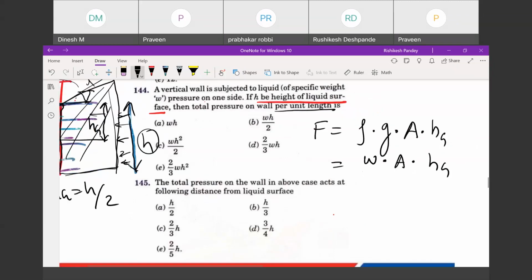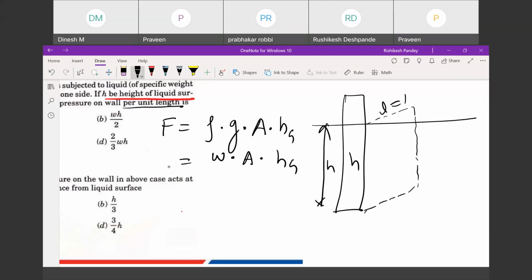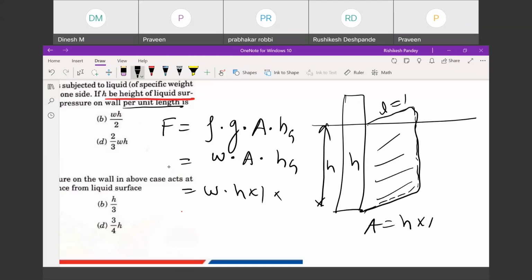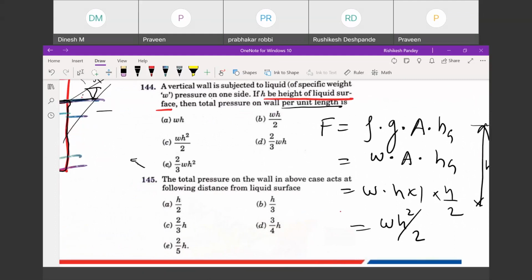I will just make it like this. This is the free surface, so it will be something like this. The height is h from here to here, and this is unit length L. So area A will be h multiplied by 1. So it will become W into h multiplied by 1. And Hg will be what? The centroid distance, which is half of h, so h by 2. You put it as h by 2. So this will become W h square by 2. So the answer will be option C, W h square by 2.